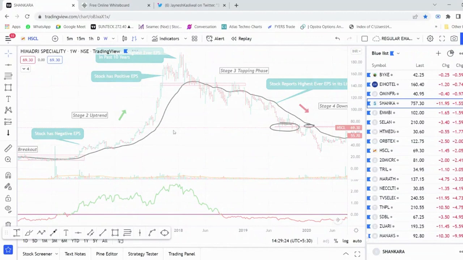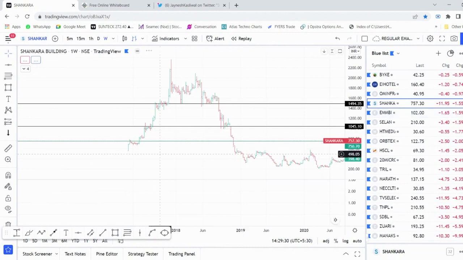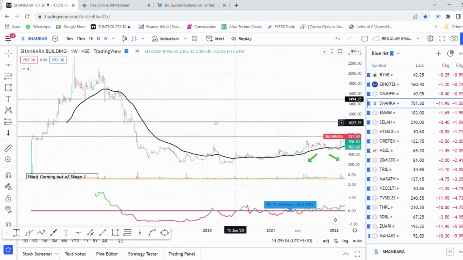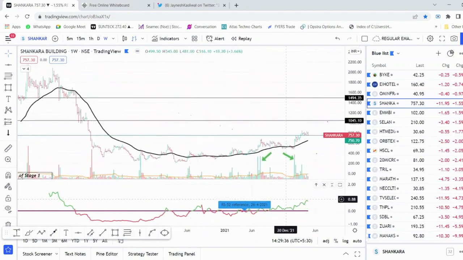Similarly, if you look at the chart of Shankara Building, right, so the same thing, you will see that the same thing is happening again and again, that the stock is following either stage analysis or the stock may follow the relative strength concept. The only thing is you can combine all the three concepts to come up with a system, or use a single system, right? So now it depends upon how effectively you want to create a system.